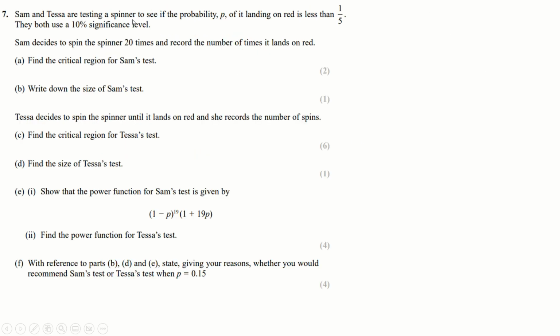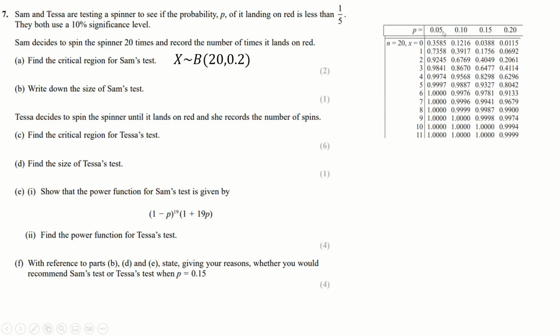The last question then, so we've got testing a spinner to see if it's less than this. They both use 10% significance. Cool, so 20 times record the number of times a head is allowed. That sounds like a binomial to me. So we'll do this, critical region. So we just look up the binomial tables. N is 20, P is 0.2. We're looking for less than 0.1, which is going to be this one. So it's going to be P less than or equal to 1 is going to be our answer. That should be less than 0.1, of course. So therefore, the critical region is less than or equal to 1. Write down the size. The size is just the number you get when you do this. So it's just this here.